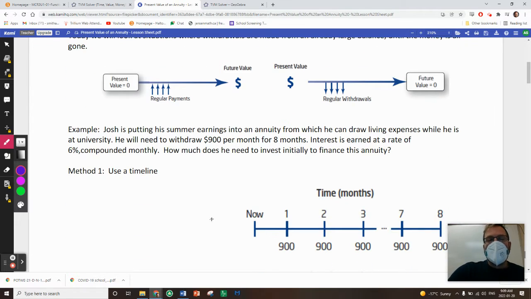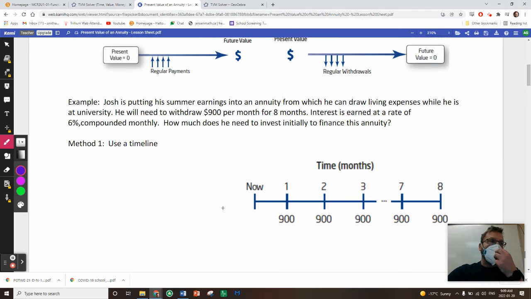All right, so we're going to start with a simple problem because if we were doing a retirement scenario where, say, you were planning to make monthly withdrawals off of your savings for 20 years, a timeline and doing that by hand would be very impractical. So we're going to do a scaled down version here.